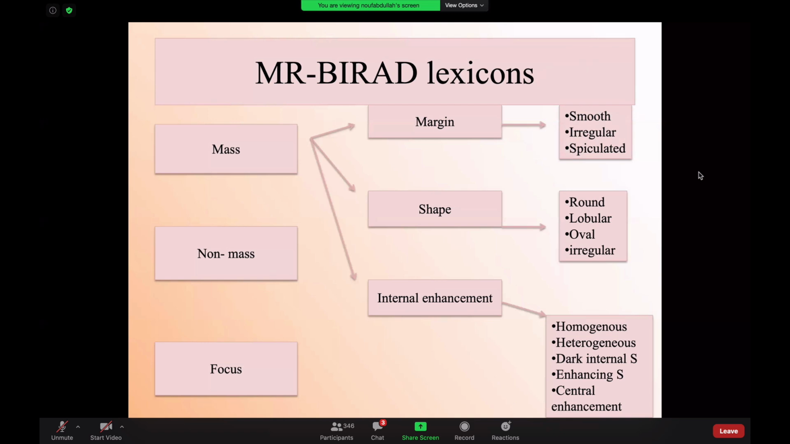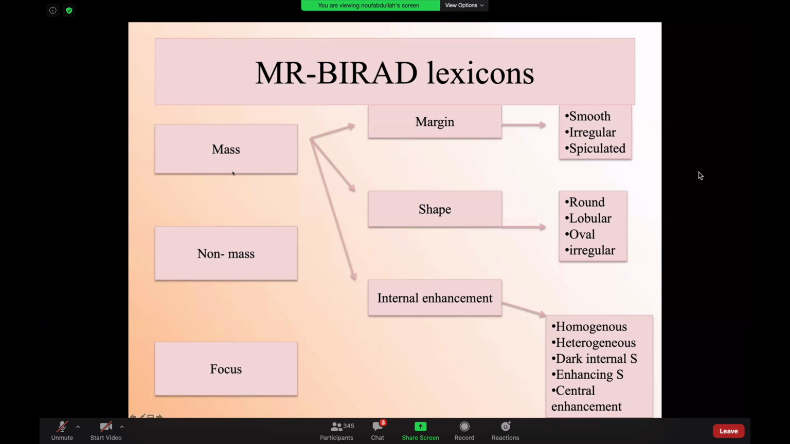What is the MR lexicon? Whenever I'm looking at MRI, there are three things that you have to keep in mind. Am I dealing with mass? Am I dealing with non-mass-like enhancement? Or am I dealing with a focus? Similar to what we talked about in mammogram.